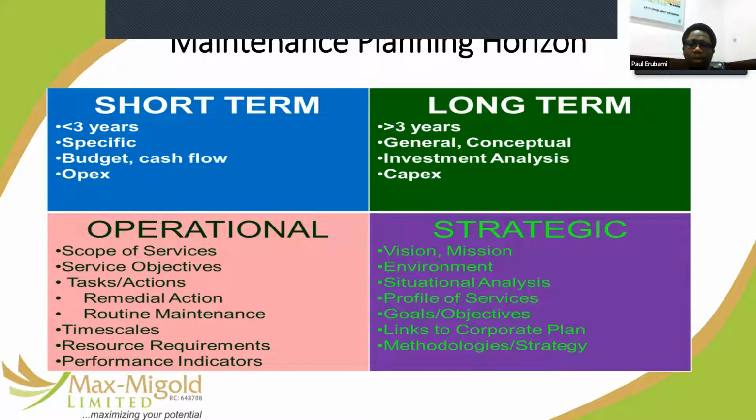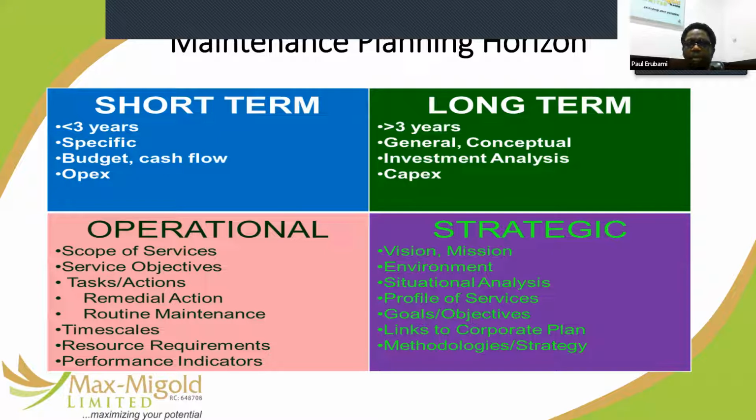You are basically noting what scope of services will be done for the maintenance, what objectives for the servicing, the tasks and actions to be done, remedial action in case of a breakdown or a failure, as well as all the routine activities you perform on an ongoing basis. And then time scales, which is basically looking at the frequencies for different activities happening, resource requirements and performance indicators. You're basically just doing a day-to-day monitoring and supervision of the asset and maintaining it to ensure that it keeps producing results on an ongoing basis.